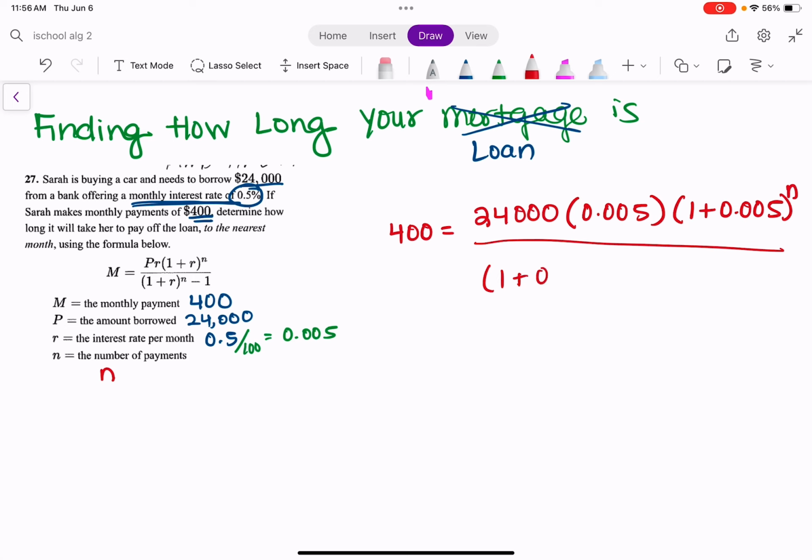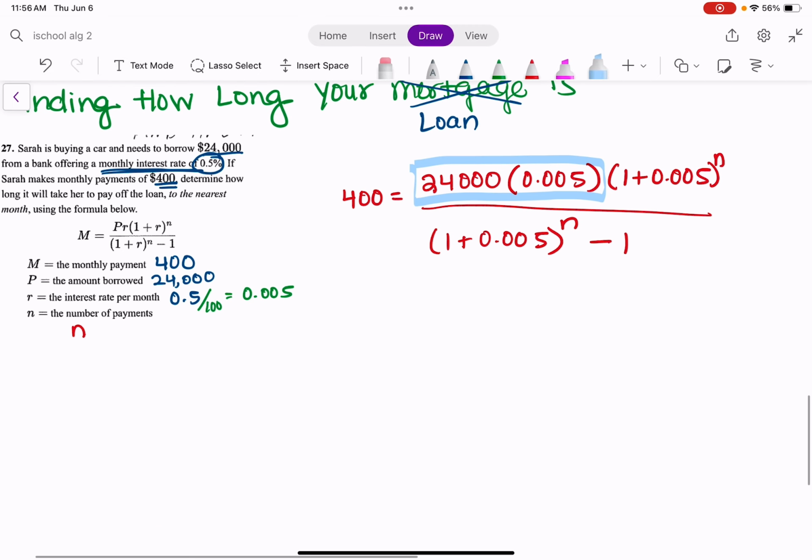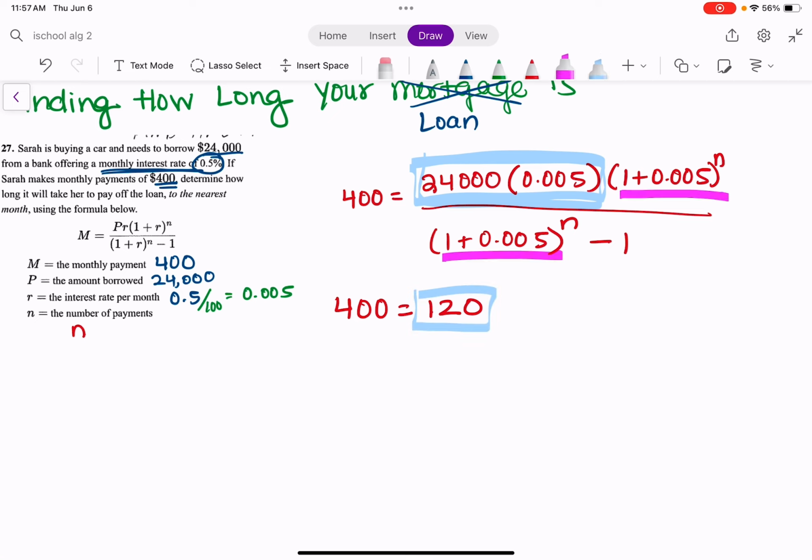Then I have 1 plus 0.005. Again, I don't know what n is, minus 1. This does not look pretty, so let's clean this up a little bit. This is being multiplied together, so you can put that in your calculator, okay? If you put that in your calculator, you're going to get 120. So this became this. Now I'm just going to clean these up, right? So instead of writing 1 plus 0.005, I'm going to add it. So I'm going to get 1.005 to the power of n. And then same thing here, 1.005 to the power of n minus 1.